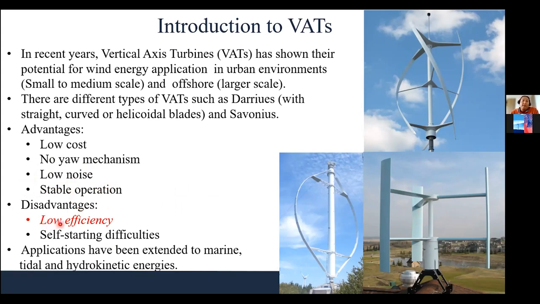But at the same time, they have several disadvantages. And one of them that we are going to focus our presentation on today is their low efficiency. These devices also have a problem with self-starting difficulties. At a very low Reynolds number, you need a mechanism in order to start the rotation. But for today's talk, we are going to focus on how to improve the low efficiency of these devices in comparison to horizontal axis turbines. Of course, the application of these devices started with wind energy, but in recent years, they have been extended to marine, tidal, and also hydrokinetic energies. And this is the case that we're going to discuss today.